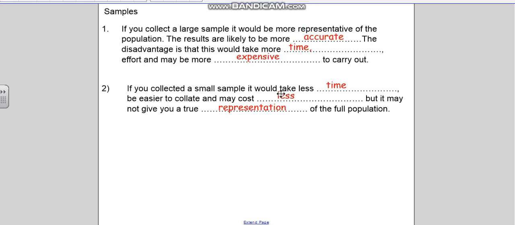Okay, so again, just get that into your notes so that you understand the difference. And again, there are often questions in GCSE papers about, often they ask what's wrong with the sample, and the answer is often it's too small a sample. So it's just worth knowing the disadvantages and advantages of large and small samples.